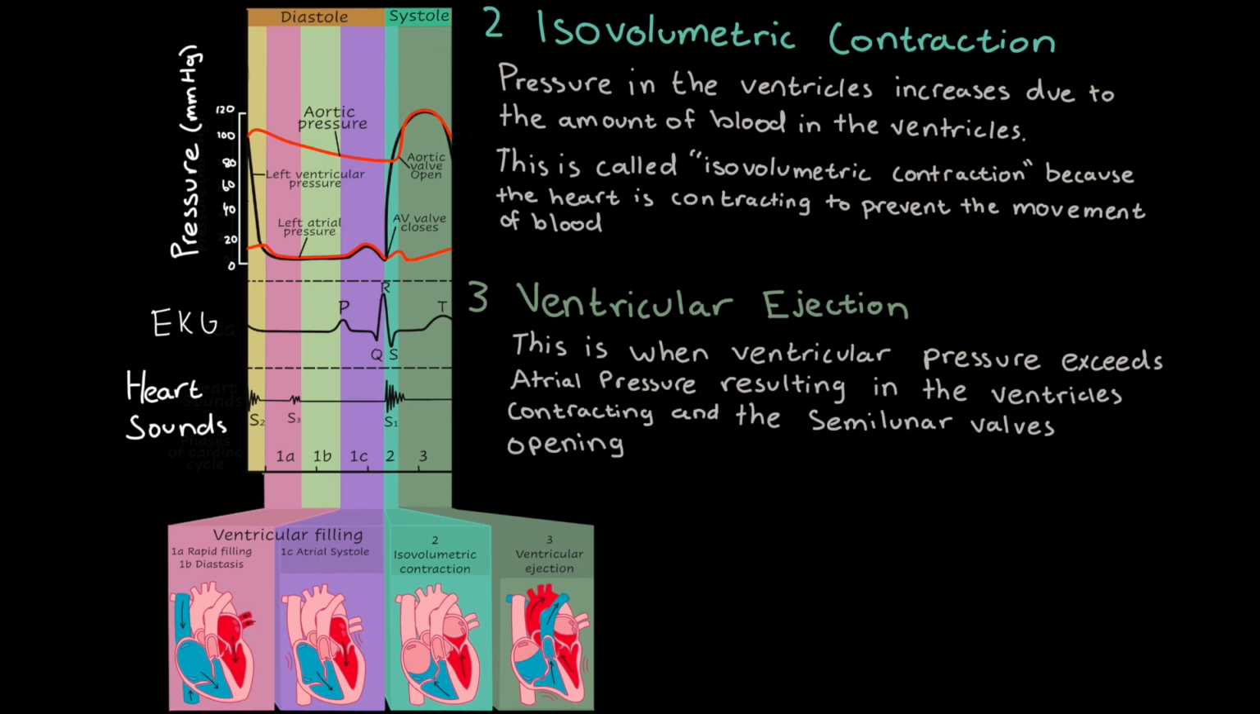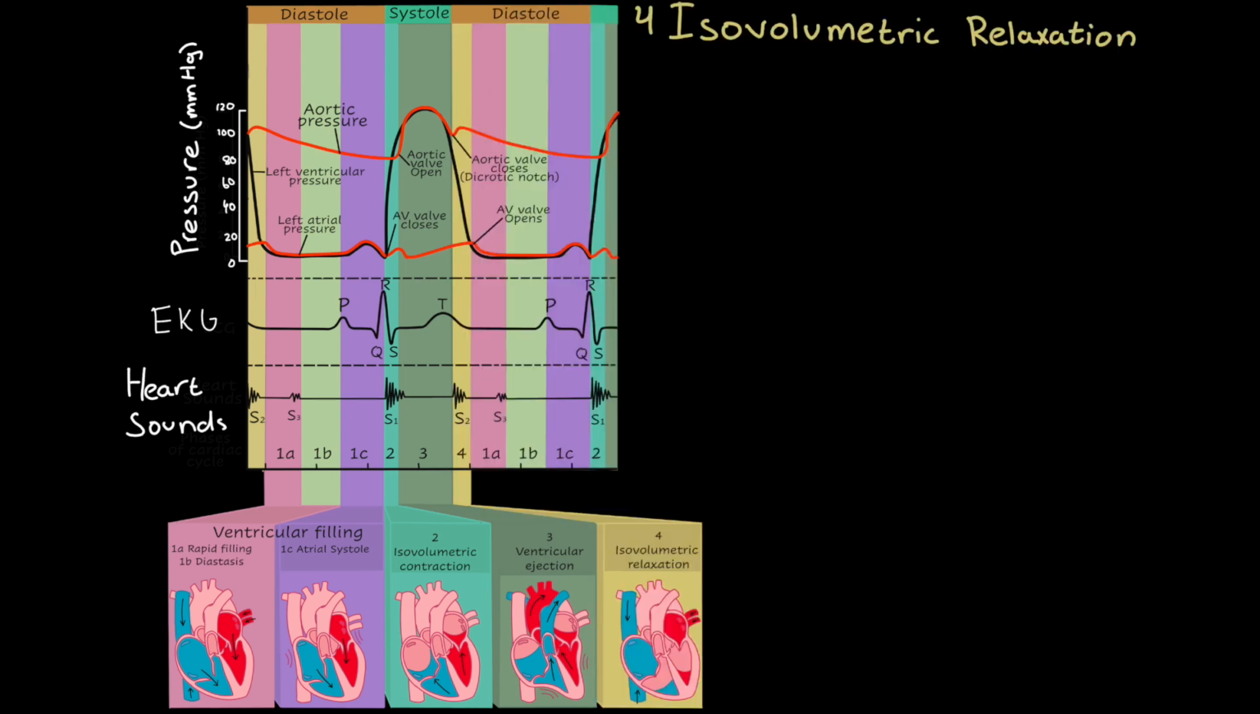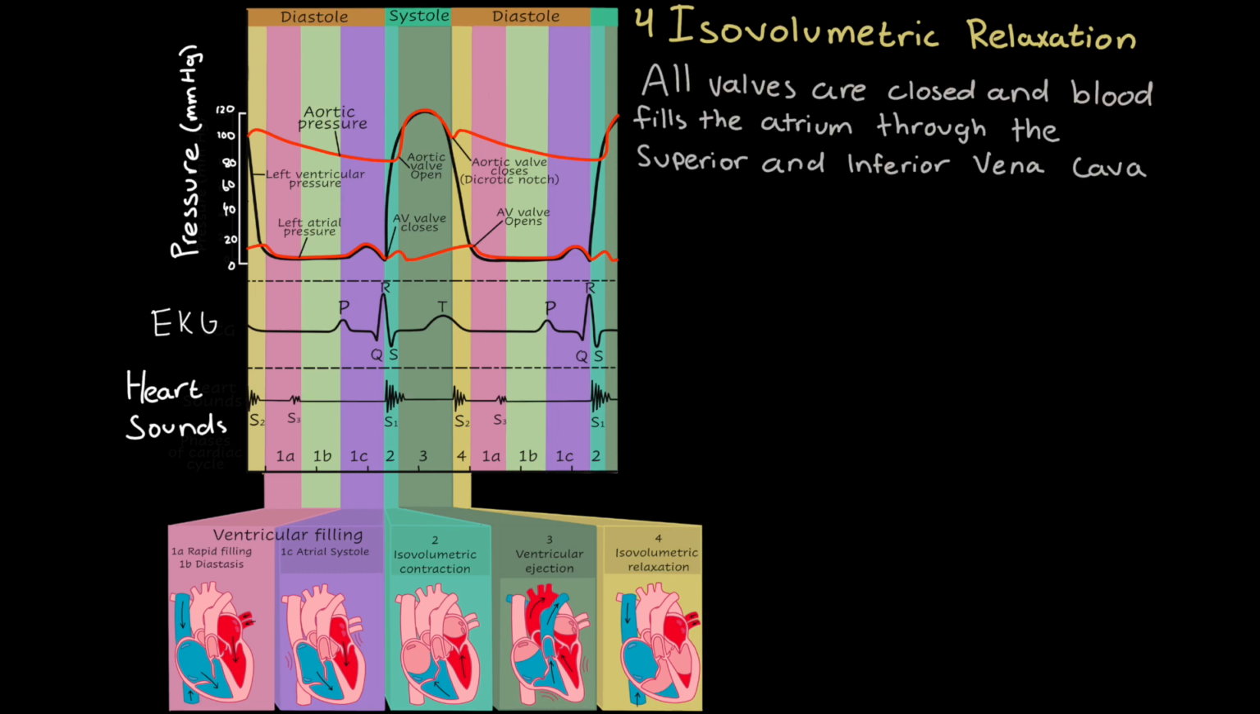Now, this is when the ventricles contract and the pulmonary and aortic valves open, which results in blood flowing out of the heart. Once this occurs, we move on to our final phase, which is known as isovolumetric relaxation. This is when all the valves are closed and blood flows into the right and left atrium from the inferior and superior vena cava and pulmonary veins, respectively. Now, after isovolumetric relaxation, we move back into ventricular filling, and this occurs due to the pressure built up in the atria that causes the blood to move to the ventricles.